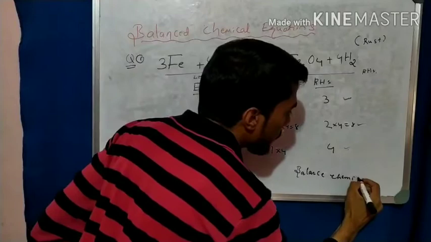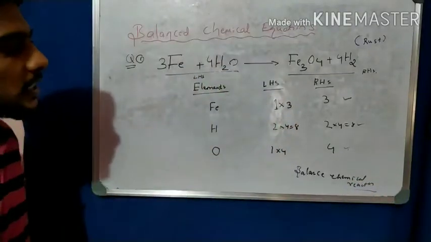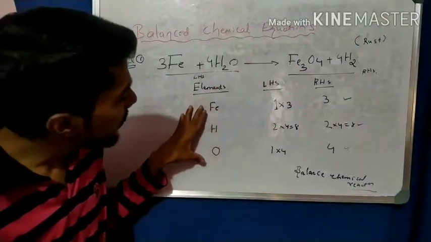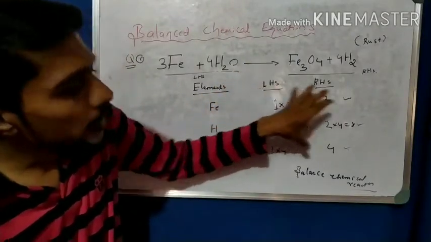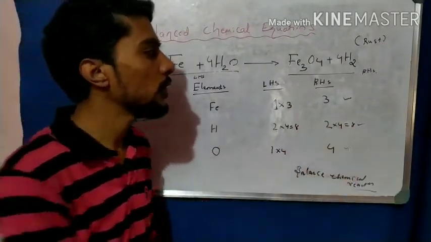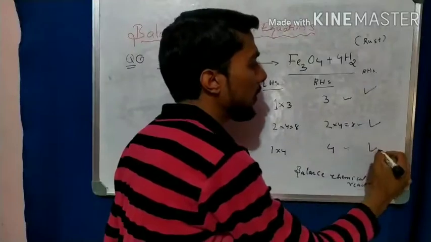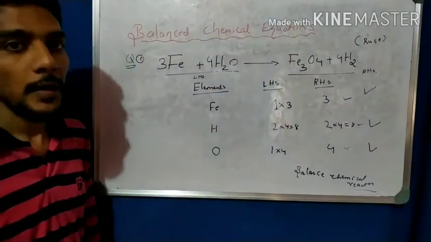So this is a balanced chemical reaction, where the total number of elements Fe, H and O on the LHS side is equal to the RHS side: 3, 8, 4, 4. So this is a balanced chemical equation. Such a method is used to balance a chemical equation.